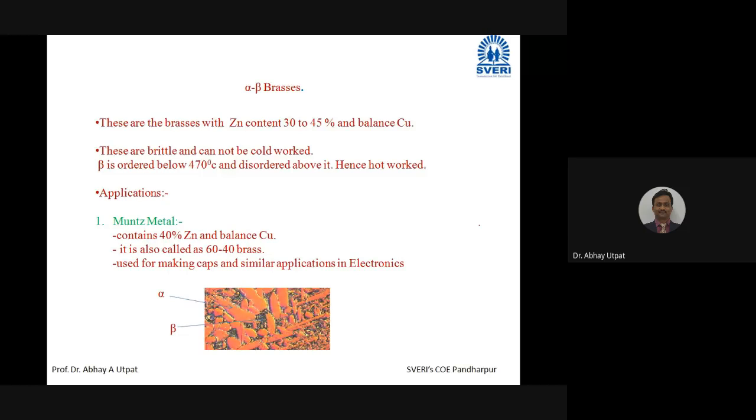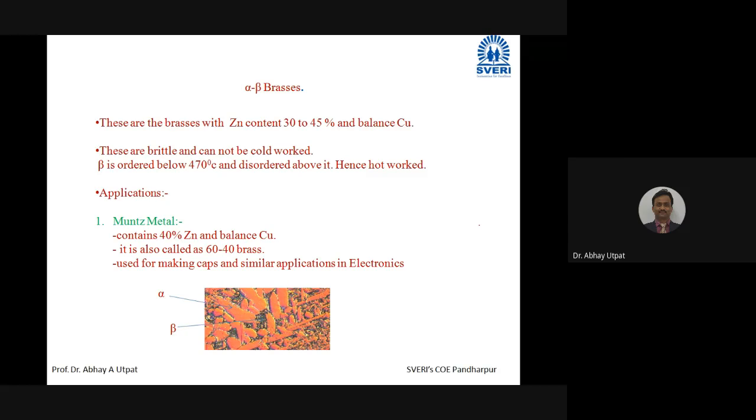What happened? Earlier there was only a single phase alpha, soft and ductile, which you can easily deform to produce the components accordingly. But when you add zinc more than 30%, you will find a two-phase structure. This two-phase structure, we can't cold work it. It is a little brittle. How to shape it then?